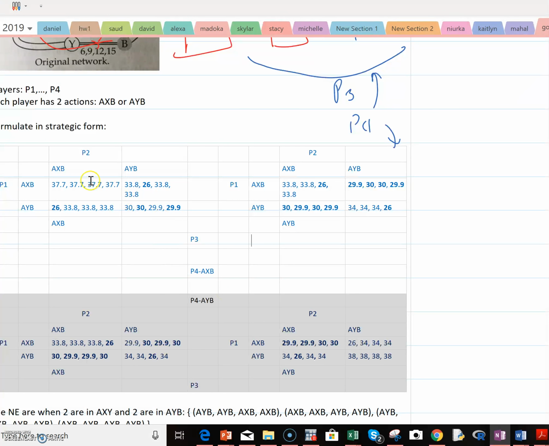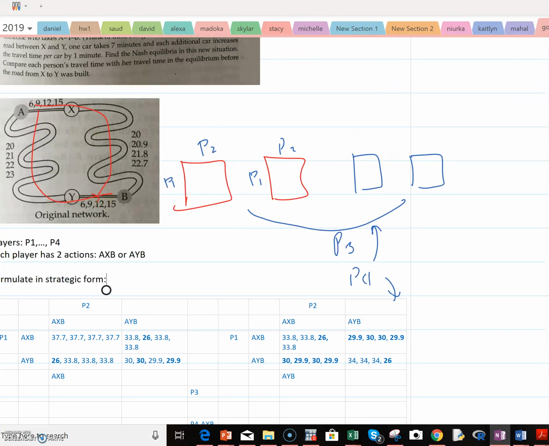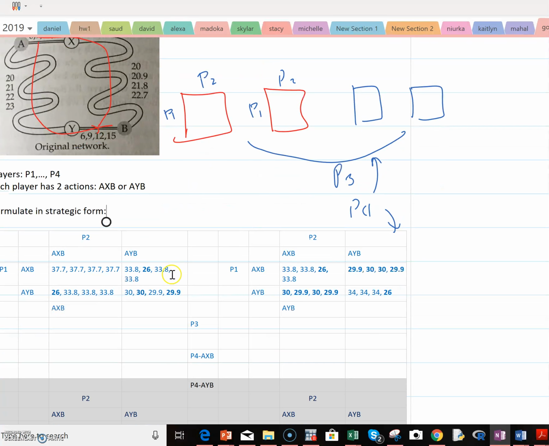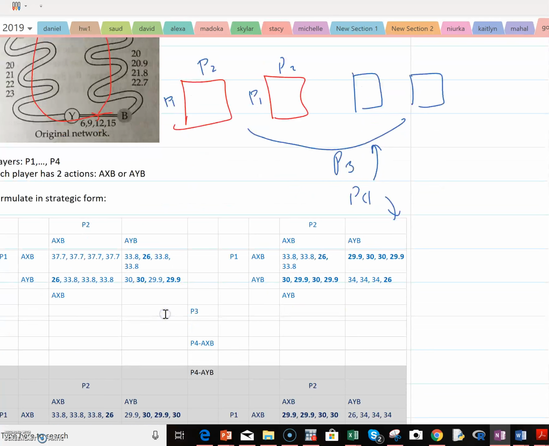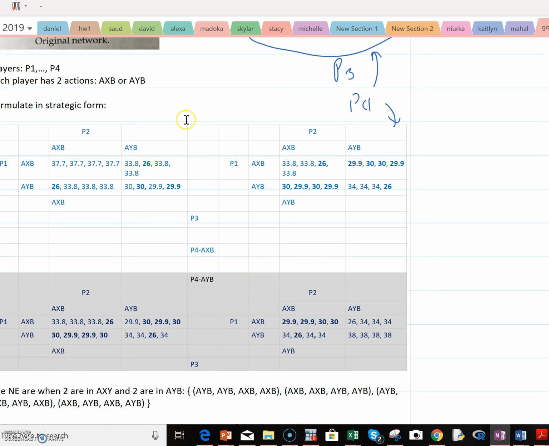So if all the 4 are going with AXB, then the total time would be this. You have to keep in mind that the total time for all 4 of them would be 15 plus 22.7, and that's 37.7. Now you have to fill in this table.